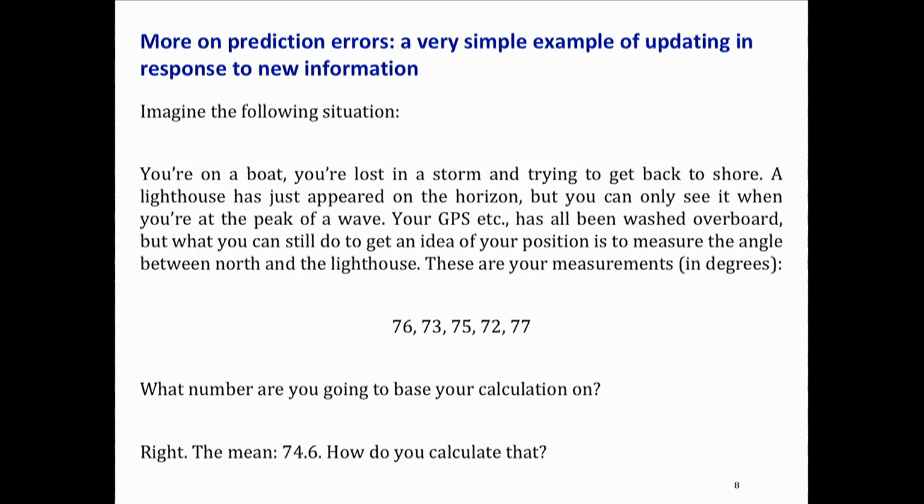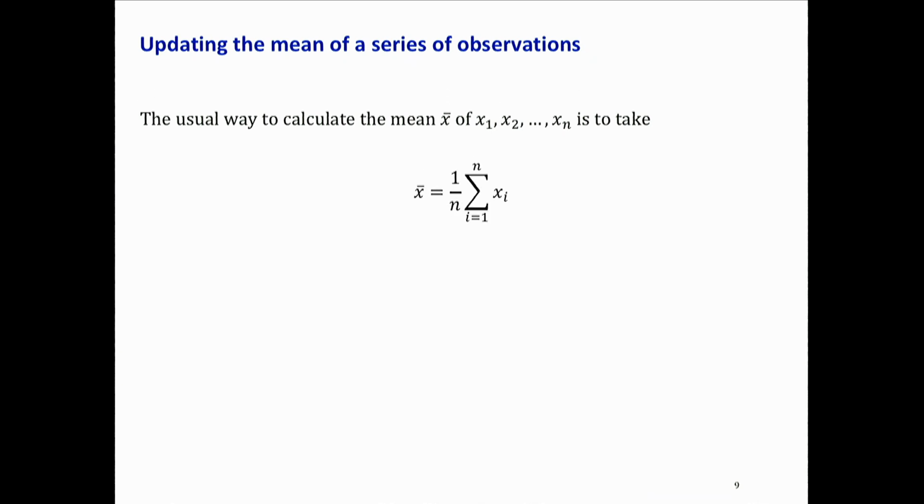I didn't understand that, but I understood this. You sum and you divide by the number of observations. Okay, fair enough. That's a way you can do it. So the usual way is to do this, huh?